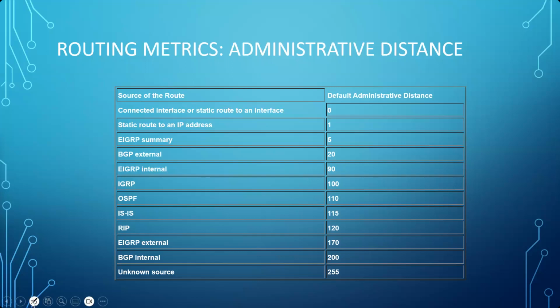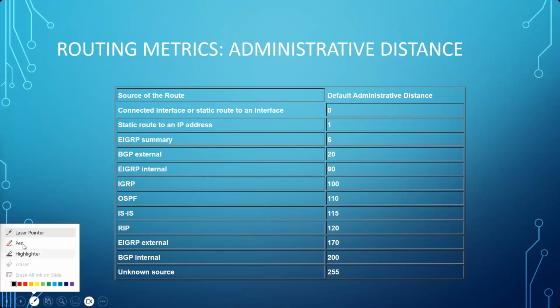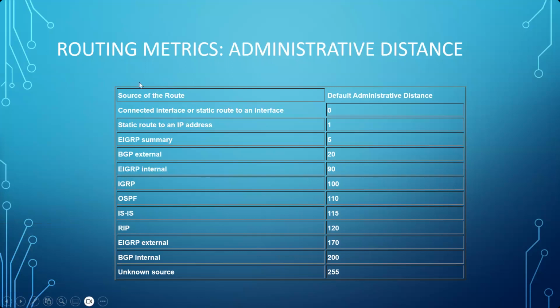So here's what we're going to do. We're going to see which ones we trust more. So when we talk about administrative distance, we're really talking about trustworthiness. And for that, I always refer to my circle of trust.